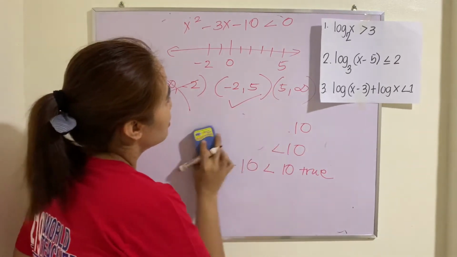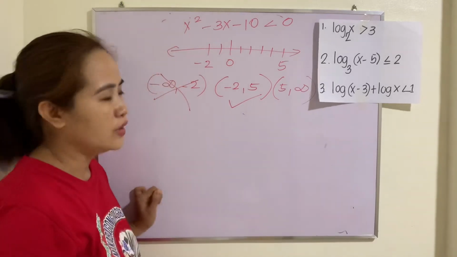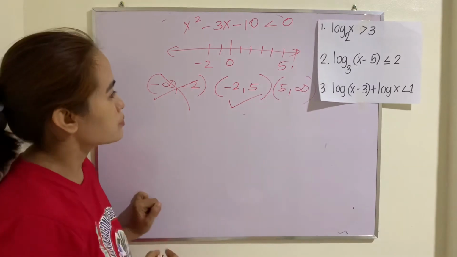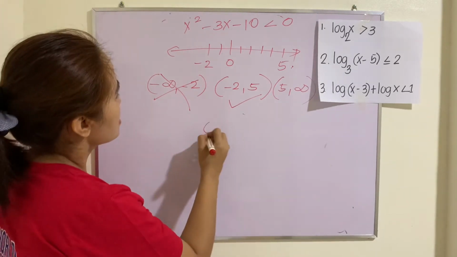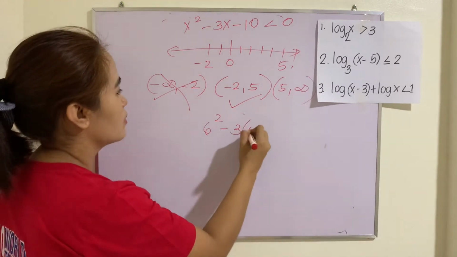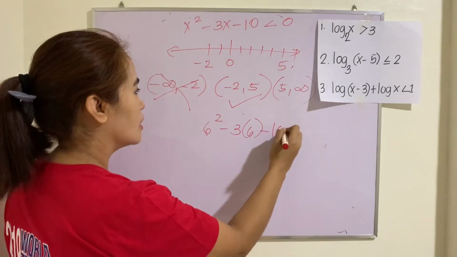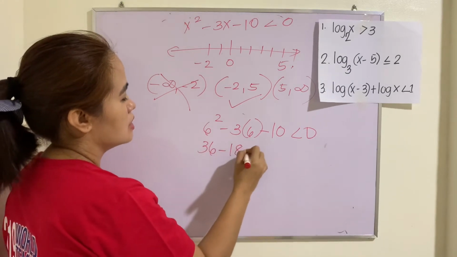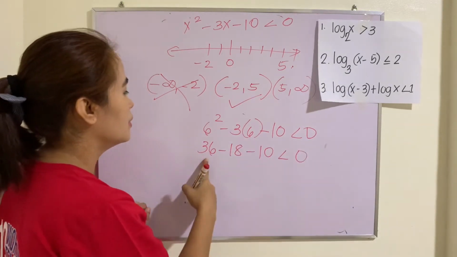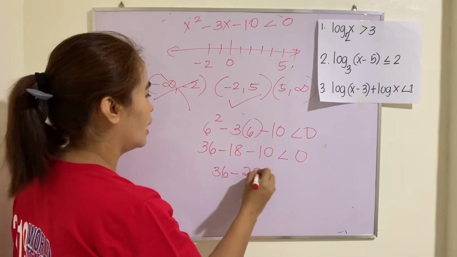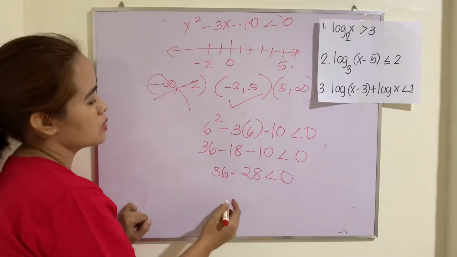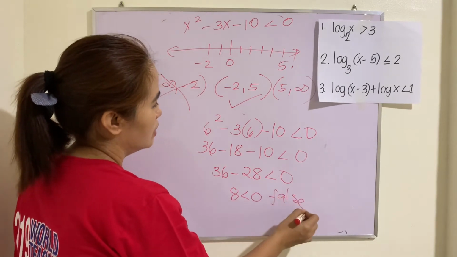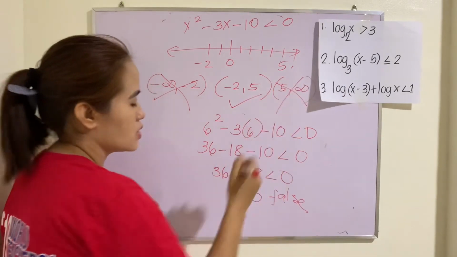Next, what about 5 to positive infinity? Let's get 6 because 6 is here. Okay, so that is 6 squared minus 3 times 6 minus 10 less than 0. So that will be 36 minus 18 minus 10 less than 0. 36 minus 28 less than 0. This one is 8 less than 0. This one is false. So this is not a possible solution.